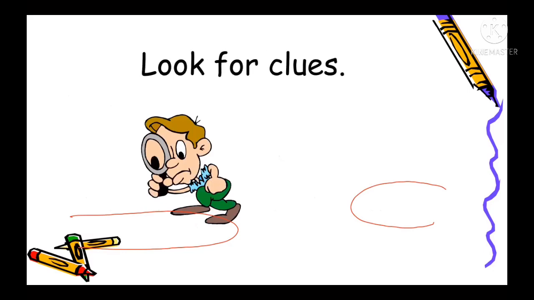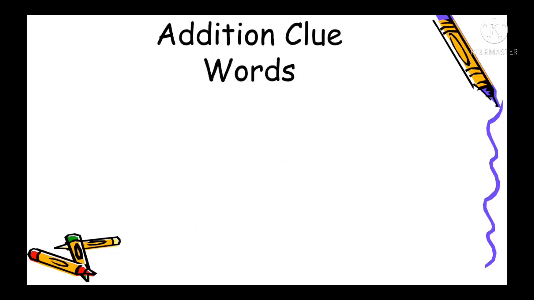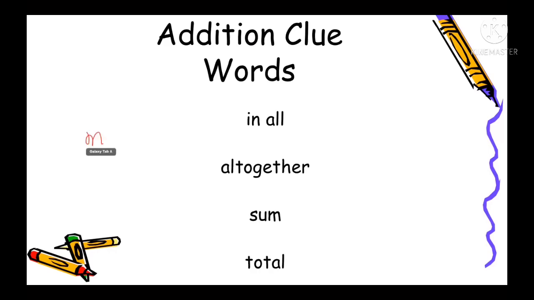So these are again the clues. For addition, what are those five? In addition here, I think I just put only four, but we have five, right? So we have in all. Did you still remember this one? In all. What else? All together. Good job. What else? Sum and total, right? We forgot more.